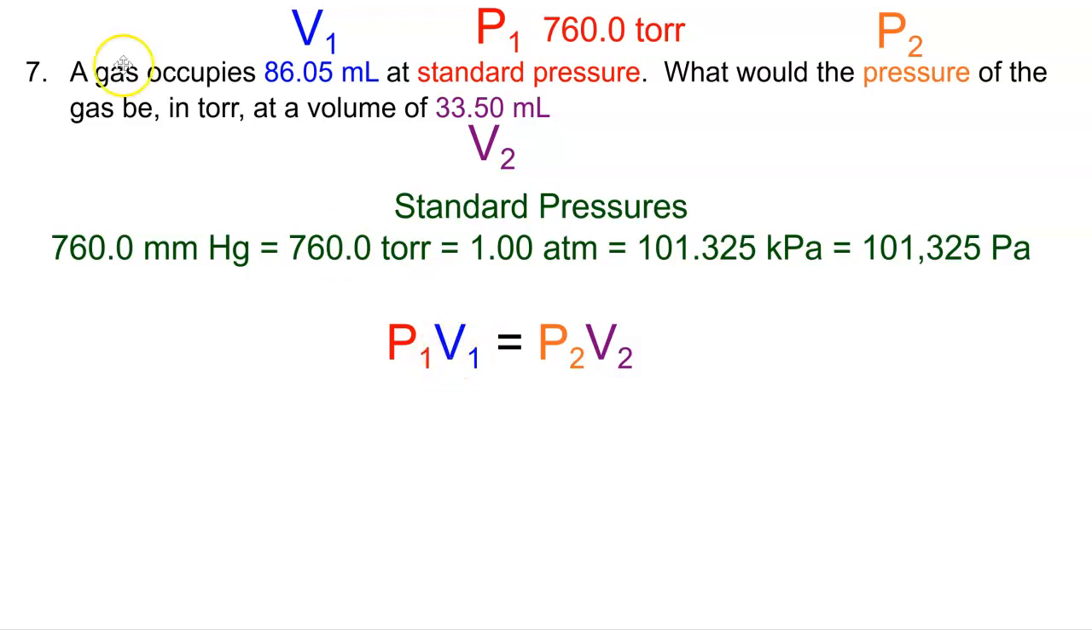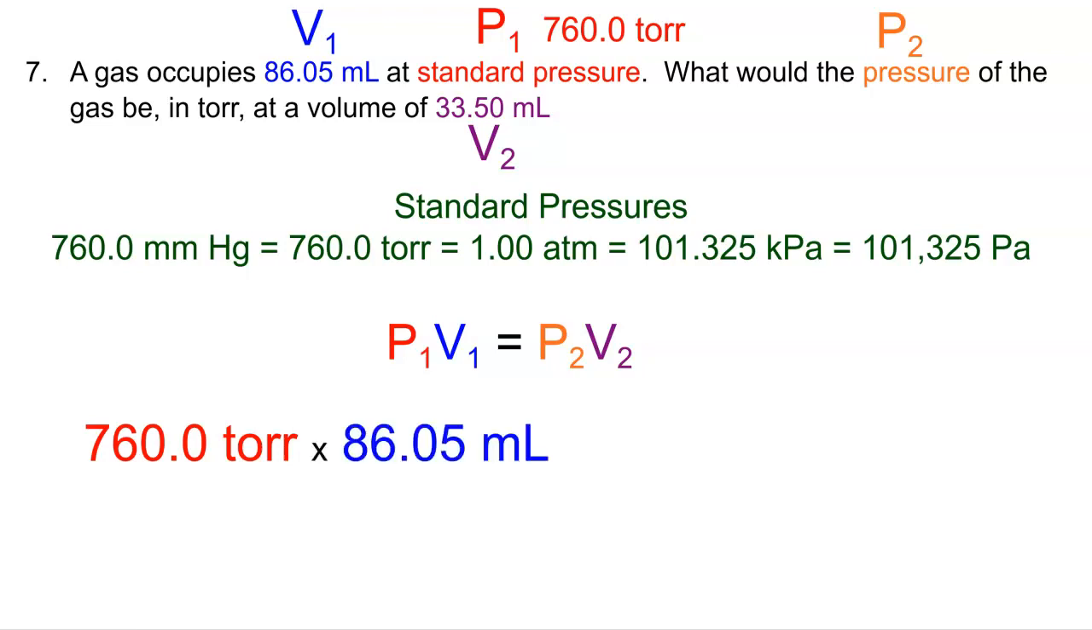So we're going to give our generic formula, plug our numbers in, 760 torr for P1 times V1, 8605 milliliters. Remember, I made these both ones because they happen at the same instant in time, equals my P2, which is what we're solving for, times V2. And now we're going to do the math.